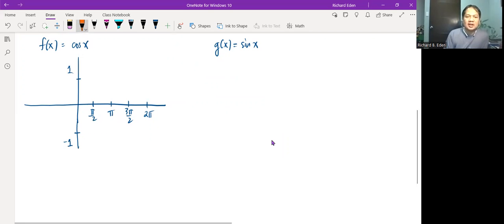So the cosine of 0 is 1. The cosine of 90 degrees is 0. The cosine of pi is negative 1. Cosine of 3 pi over 2, so that's 270 degrees, is 0. Cosine of 2 pi, back to 1. All right, so what happens is something like this.